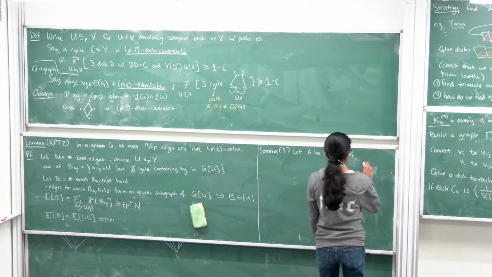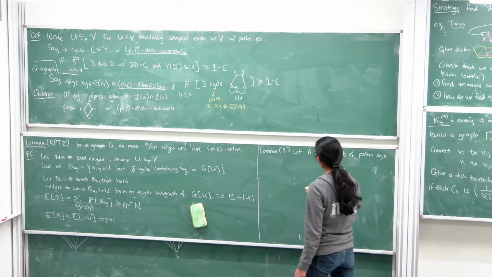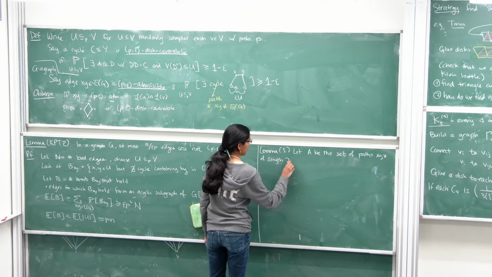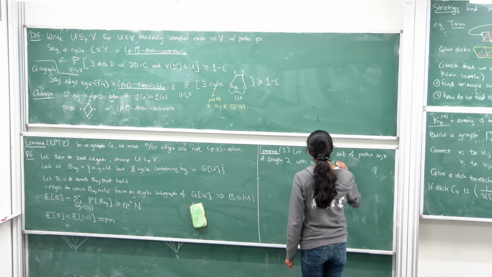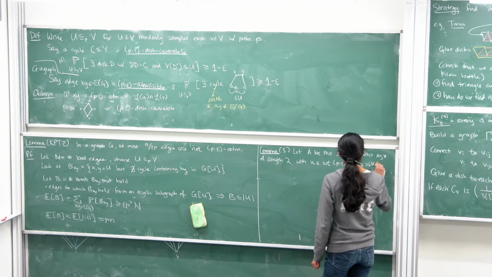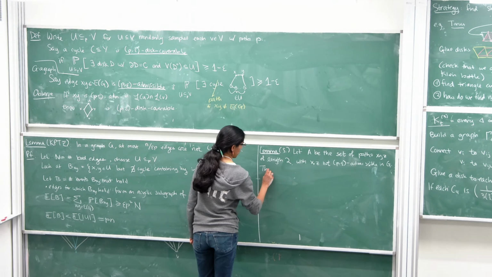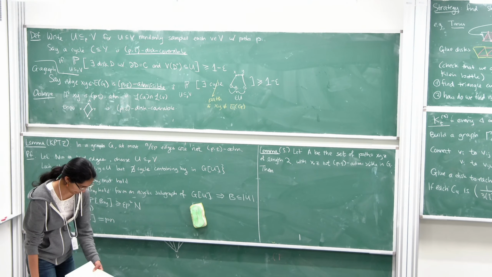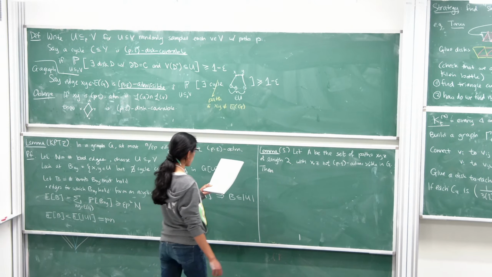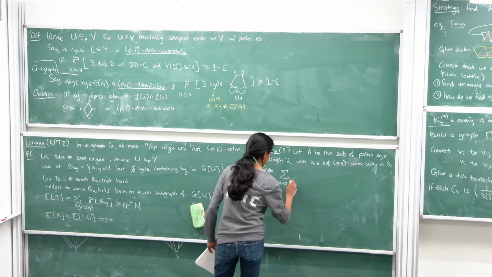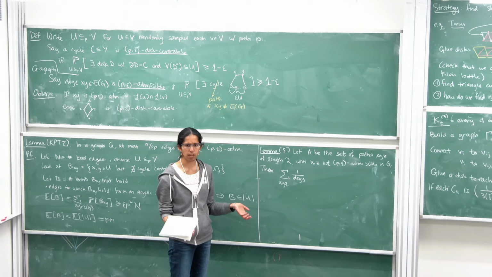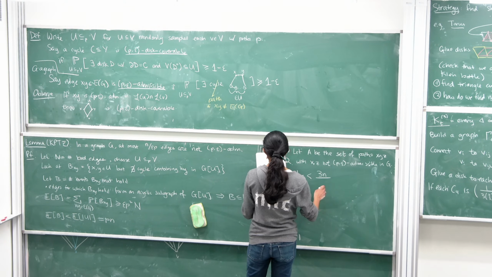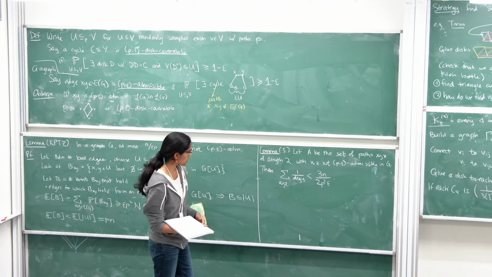So let A be the set of paths of length 2, with x and z not admissible in some graph G. Then, unfortunately, it's impossible to just bound the size of A, but you can say that the sum counting each of these paths with this strange weighting factor is at most 3n over p squared epsilon. So this is kind of a weird result.